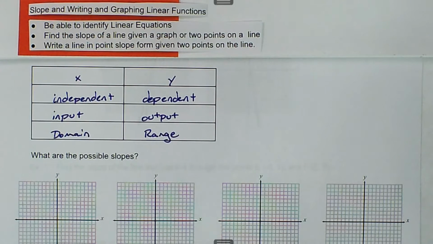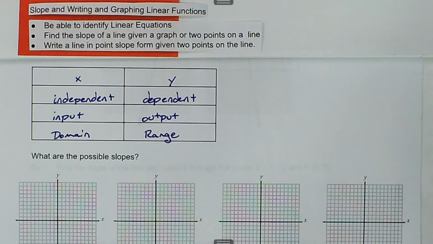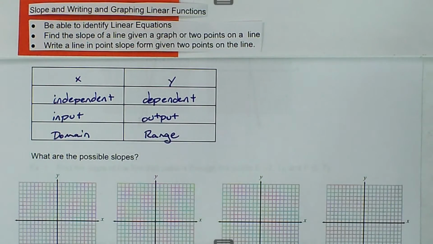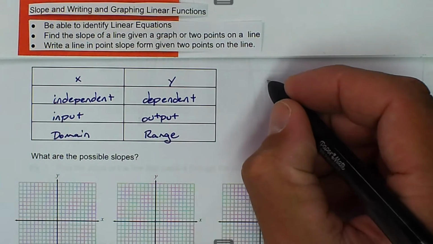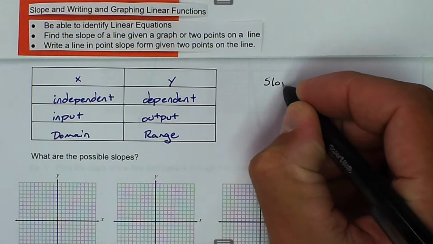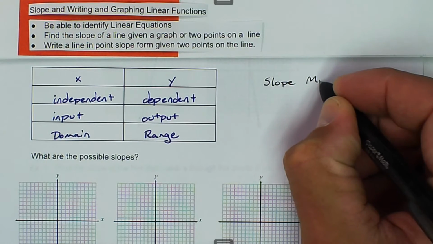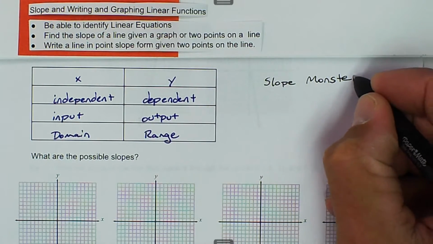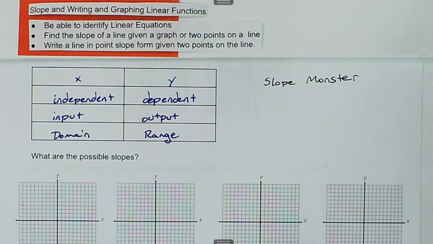we want to remember the different slopes that we could have. So one way that really helps me remember different things is the slope monster. Has anyone heard of the slope monster before? All right, well, the slope monster will remind us of 4 different types of slope.